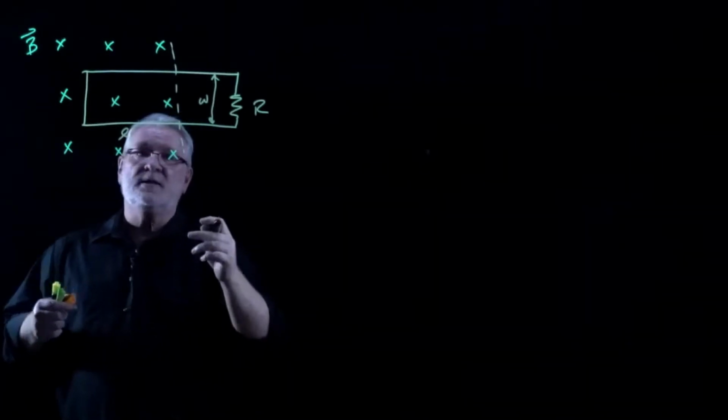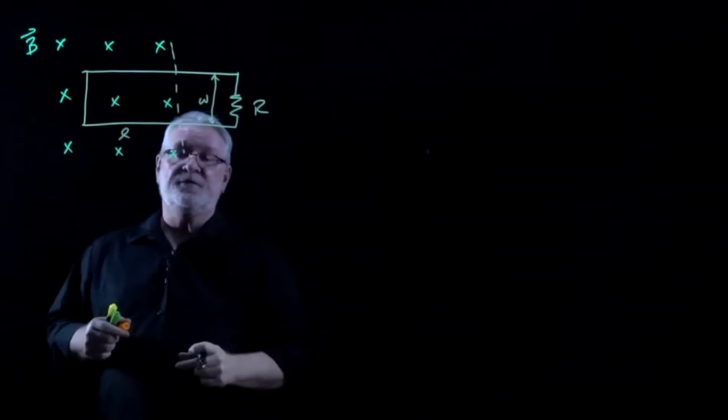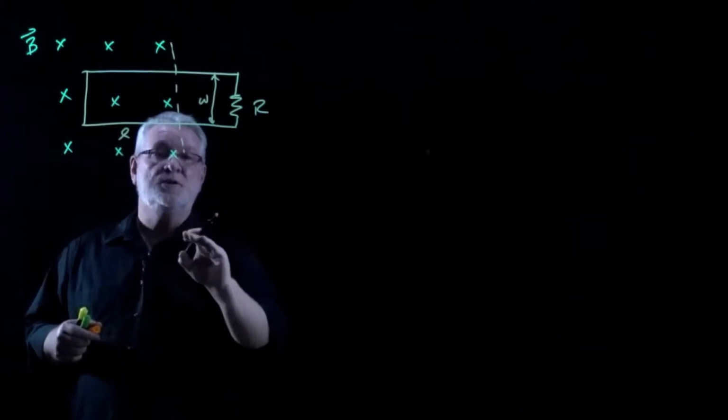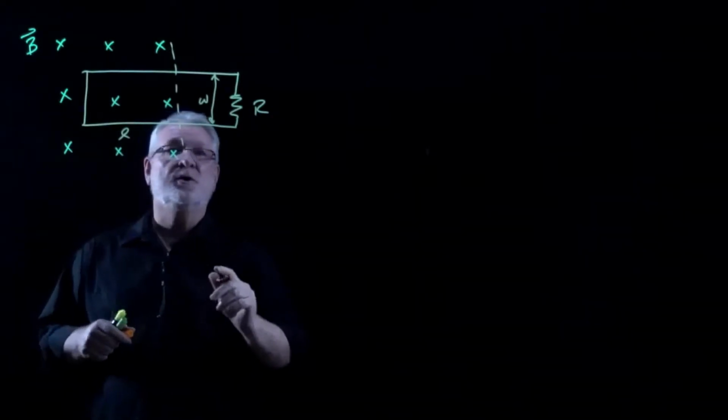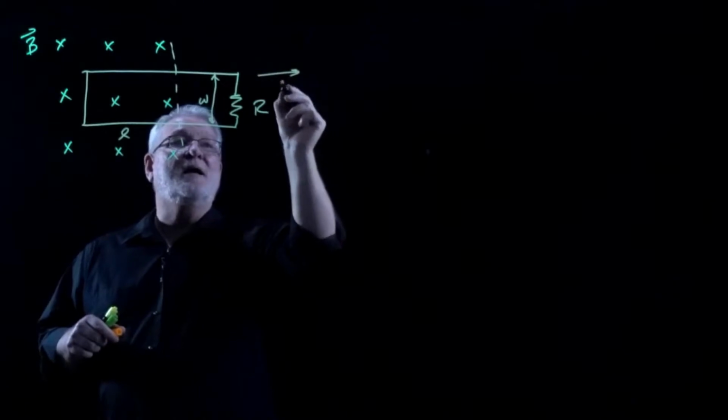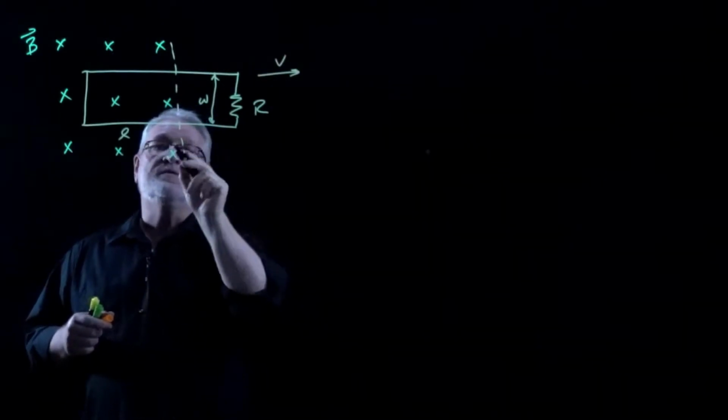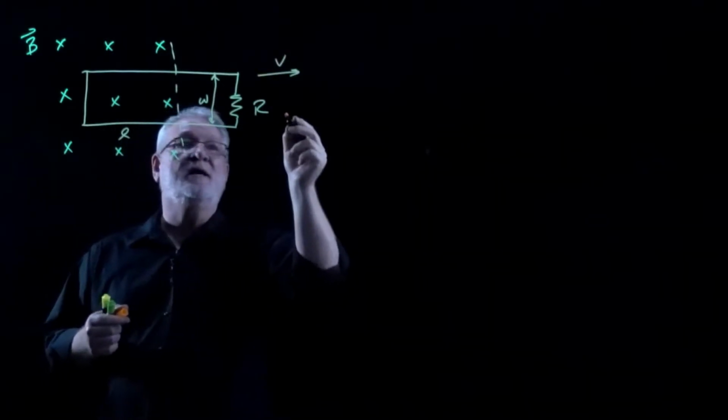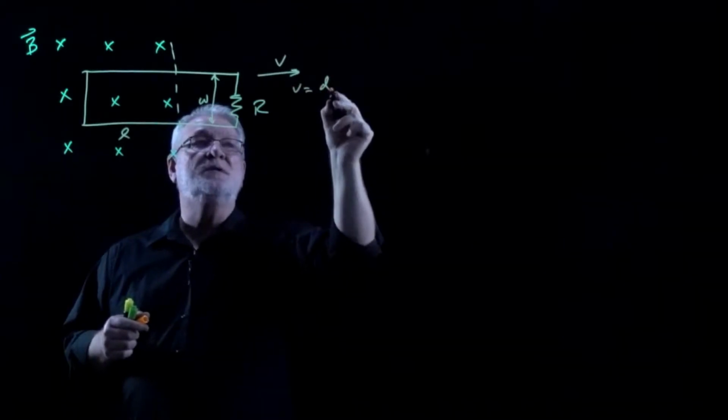In order to generate the EMF, we're going to pull the loop out of the field. And in doing so, of course, we'll induce an EMF in the loop and a current flow. So I'll be pulling it out at a constant velocity V. Of course, V will be the rate of change of this length right here, so V will actually equal dL/dt.